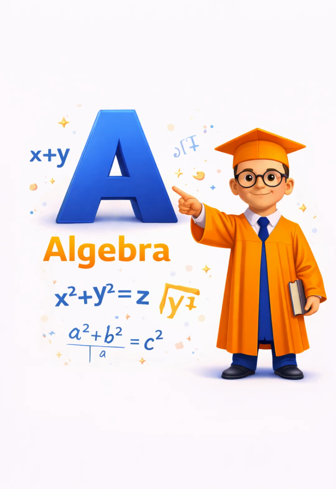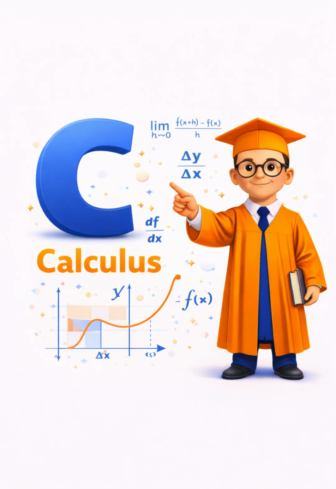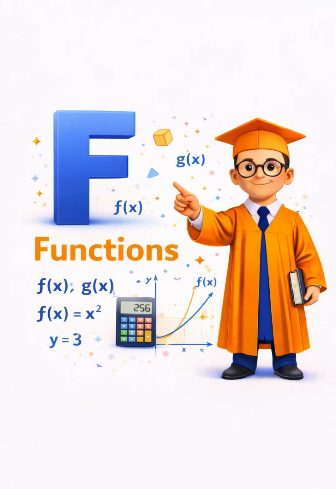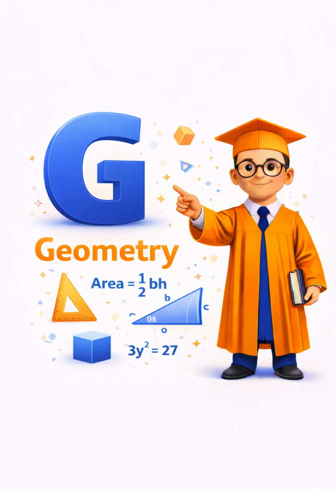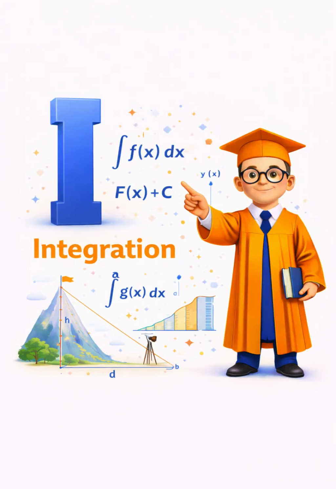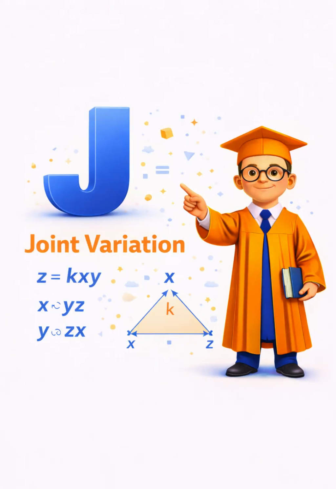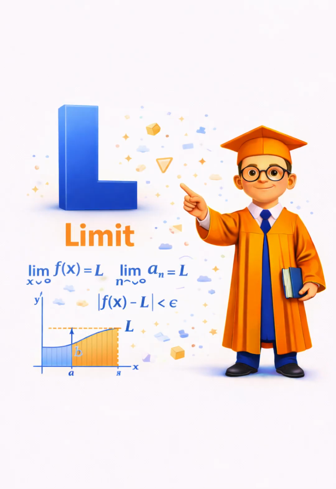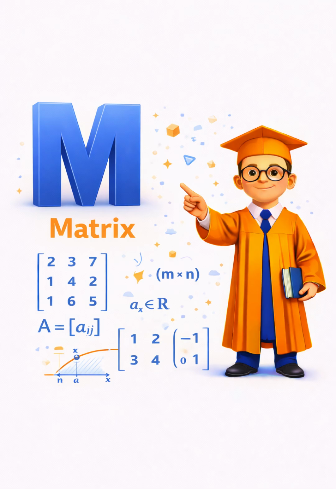A is for algebra, B is for brackets, C is for calculus, D is for derivatives, E is for equations, F is for functions, G is for geometry, H is for height, I is for integration, J is for joint variation, K is for kappa, L is for limit, M is for matrix.